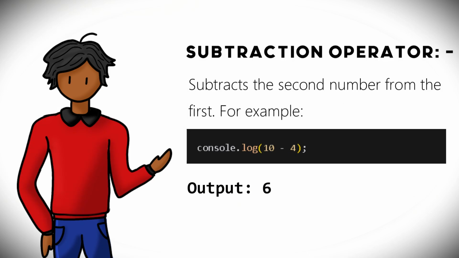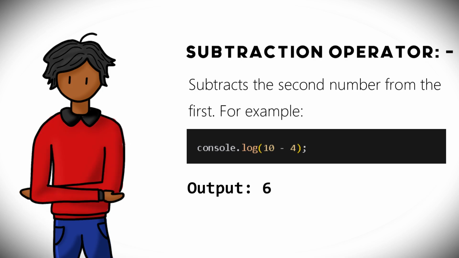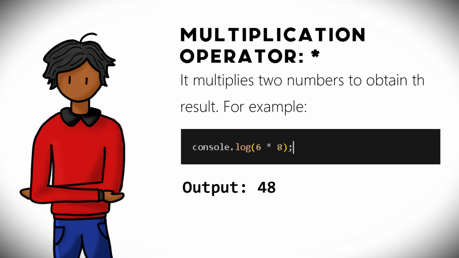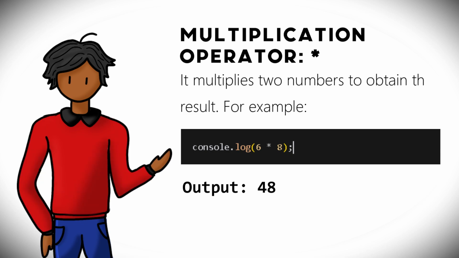Secondly, the subtraction operator, the dash. It subtracts the second number from the first. For example, subtracting 4 from 10 gives 6. Thirdly, the multiplication operator, the asterisk. It multiplies two numbers. For example, multiplying 6 by 8 equals 48.